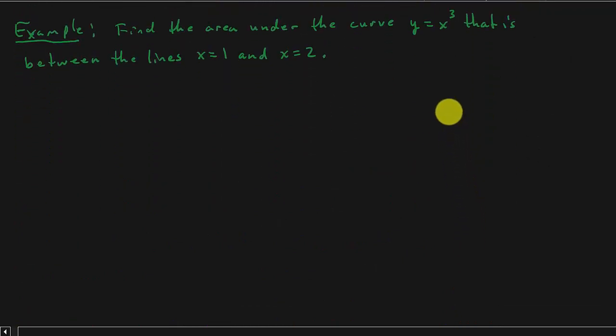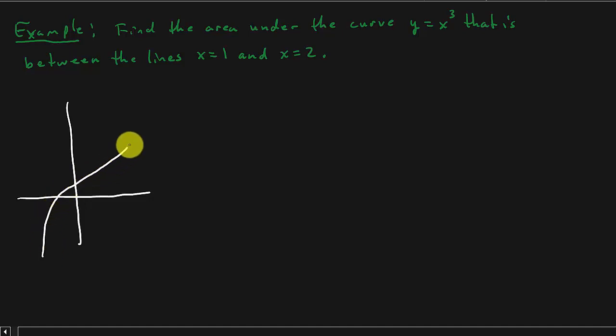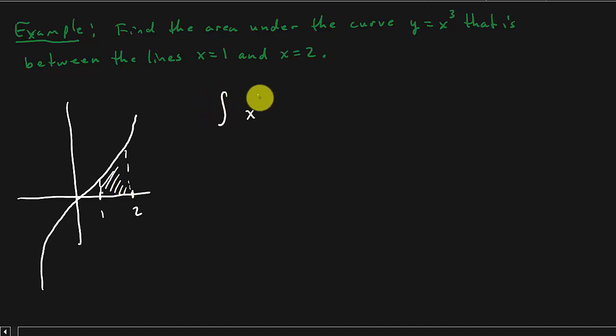All right. So we just have a couple more. Let's look at this one. Find the area under the curve y equals x cubed that is between the lines x equals 1 and x equals 2. All right, so just a quick sketch. That's not what the graph looks like. The graph looks like this. Here would be x equals 1, here would be x equals 2, and so this is the area that we're finding. So let's go ahead and integrate this thing, x cubed dx.